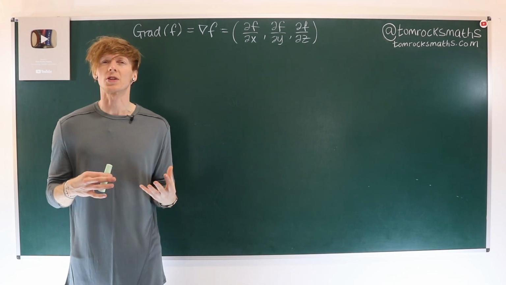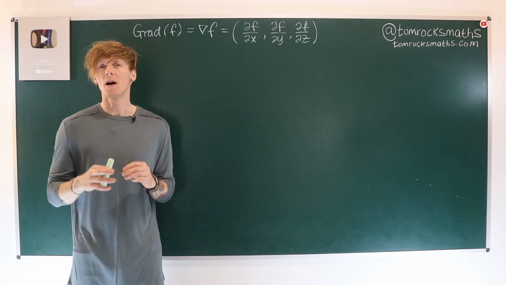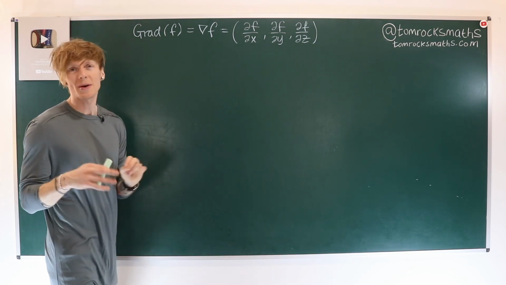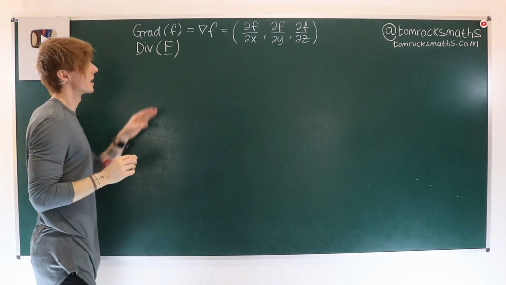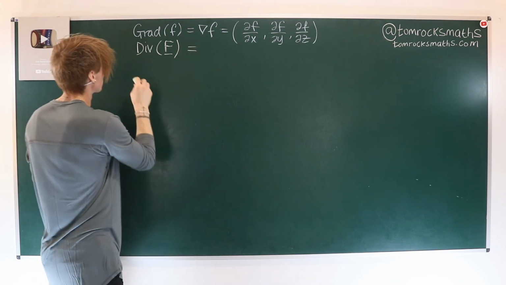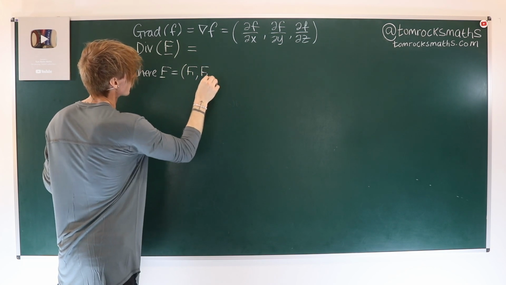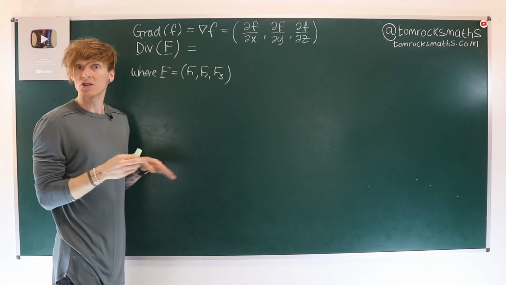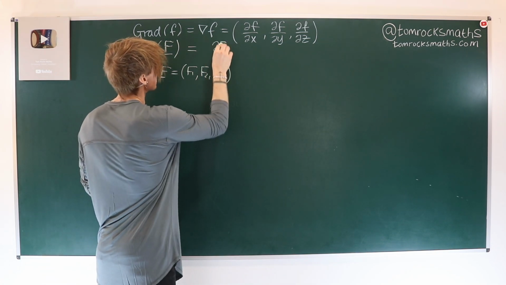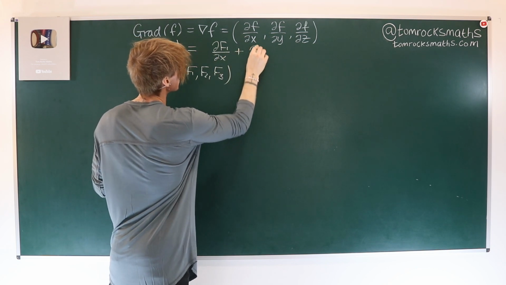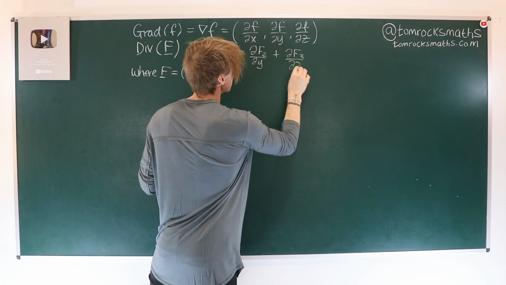The divergence of a function is very similar to the gradient in that you calculate the same partial derivatives, but this time our input isn't a scalar function, lowercase f. Instead, for the divergence, we have a vector, which I'm going to call capital F. So we input a vector, let's say capital F is equal to F1, F2, and F3. So we have a three-dimensional vector that we input into the divergence or div, and the output is df1 by dx plus df2 by dy plus df3 by dz.